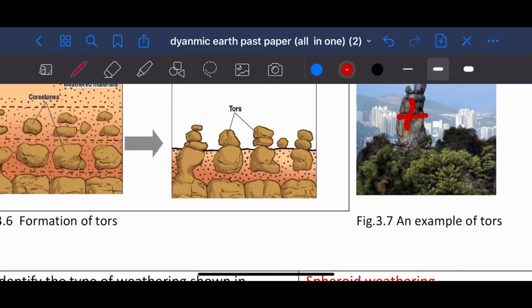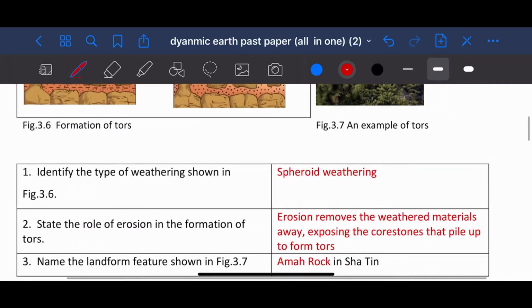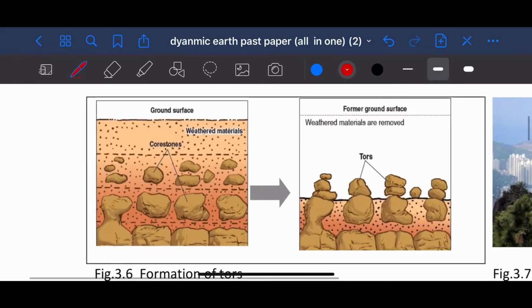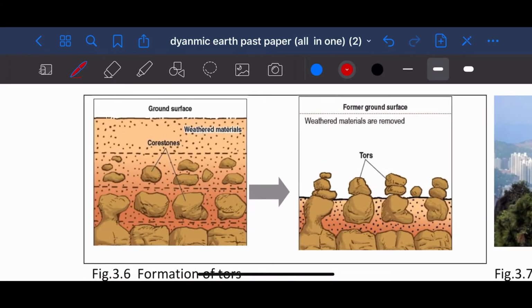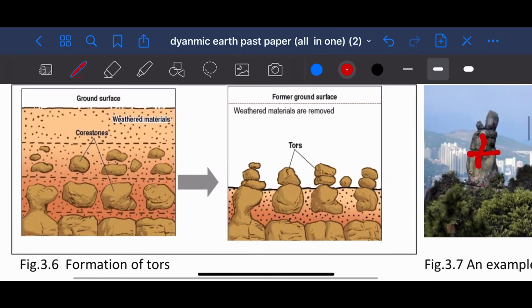The physical weathering, the biological weathering, and the chemical weathering all together form the spheroidal weathering. And finally, after the spheroidal weathering, we are forming a thick layer of weathered materials, and it will come like this. And then some of the core stones are remaining in the lower part of the layer, and you can see there's some core stone in the lower layer of the soil.